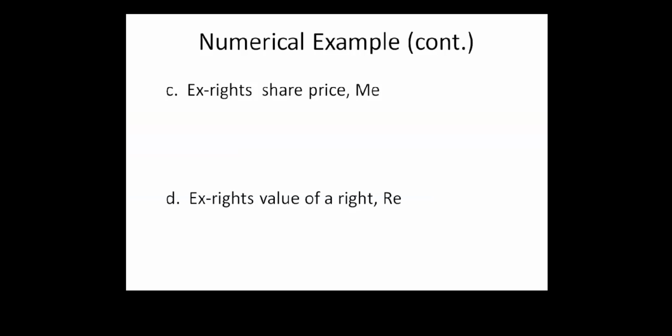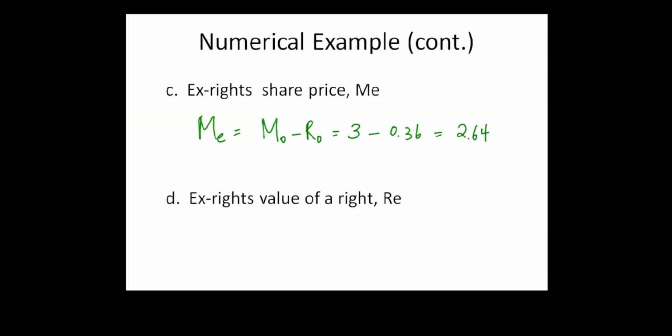For question C, we are asked to calculate the X rights share price, which we can find by using the formula ME is equal to M naught minus R naught. M naught, as we defined before, is 3. R naught, as we found before, is 0.36. And that should give us 2.64. That is, the share price after the rights offer X rights is equal to $2.64.